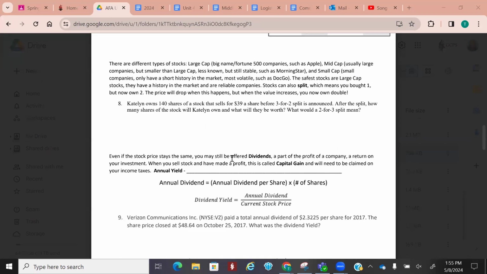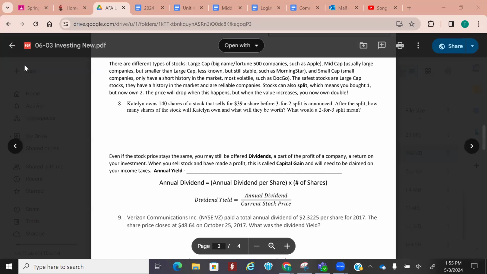Caitlin owns 140 shares of stock that sells for $39 a share before a 3-for-2 split is announced. After the split, how many shares of stock will Caitlin own and what will they be worth? What would a 2-for-3 split mean? Okay, so she does a 2-for-3 split, which means that you've got 140 times that.